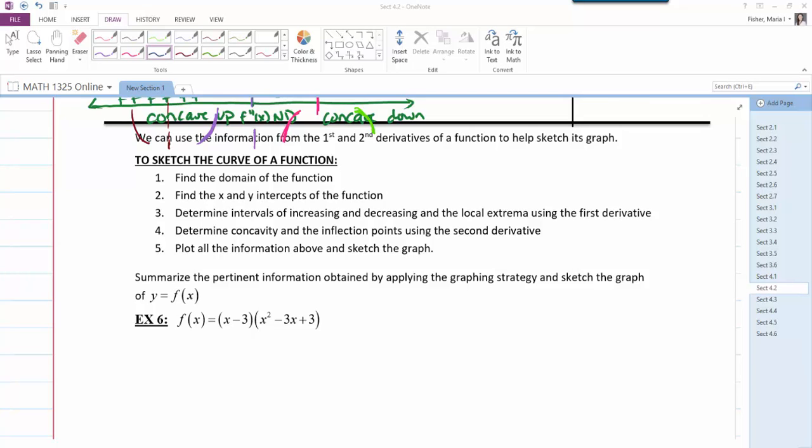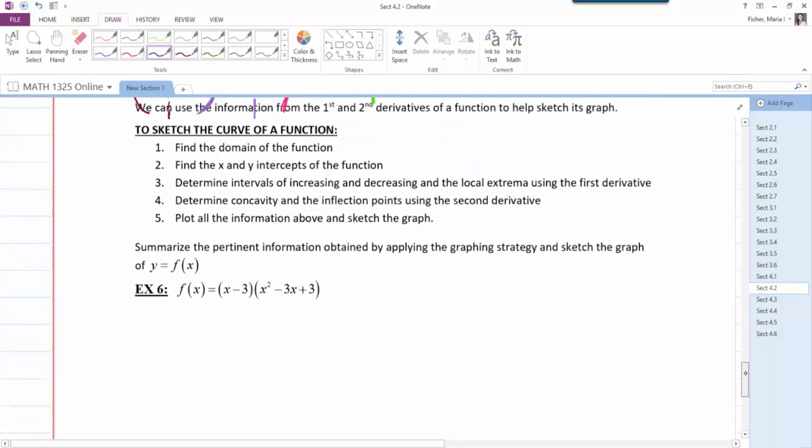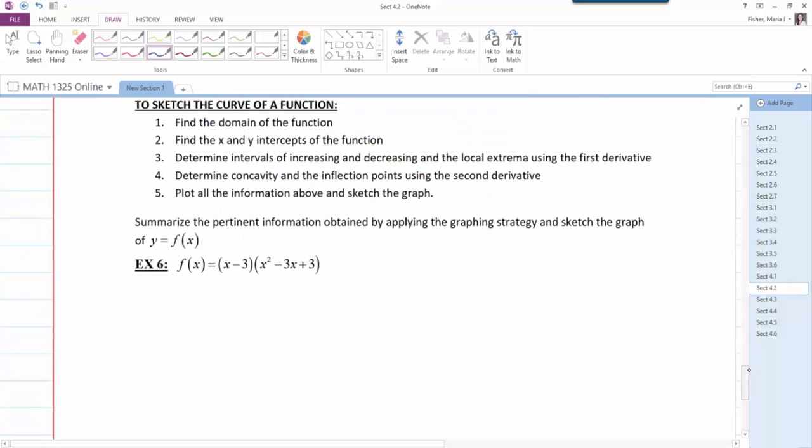So let's take a look at example 6, which is asking us to summarize the pertinent information obtained by applying the graphing strategy. So the first thing that we're going to want to do is find the domain. Well, x minus 3 times x squared minus 3x plus 3. Well, when I multiply all this thing out, this is just a polynomial. So any polynomial has a domain of all real numbers. So the domain of this function is all real numbers or negative to positive infinity.